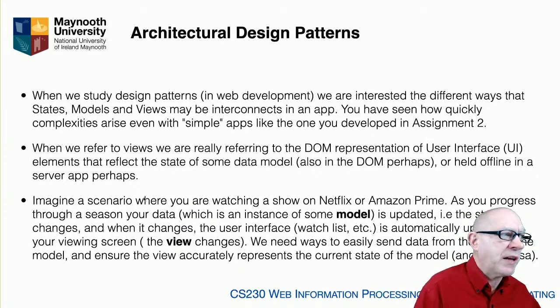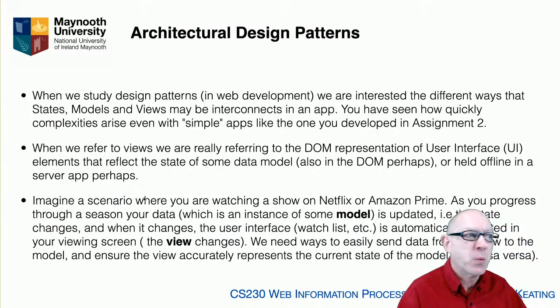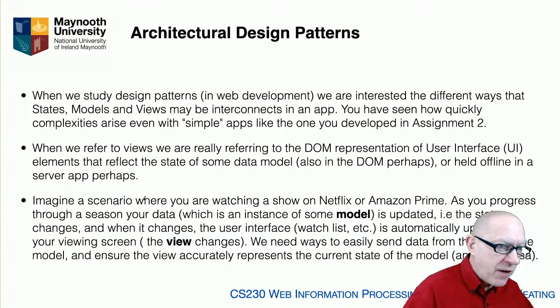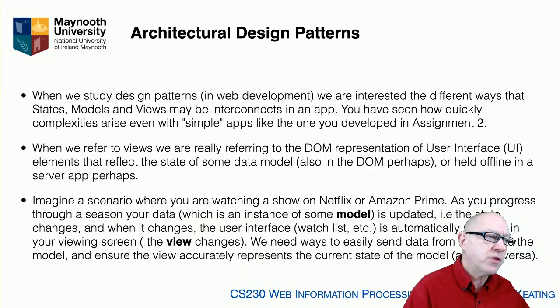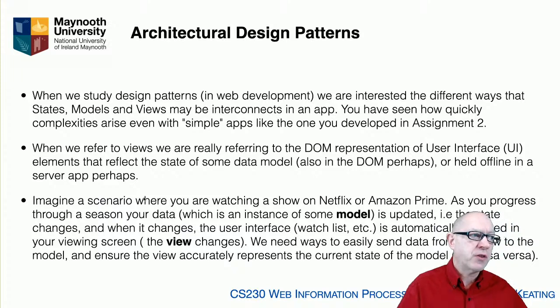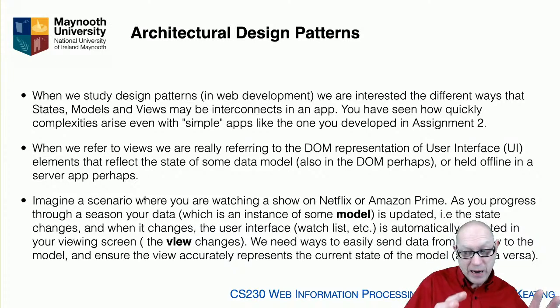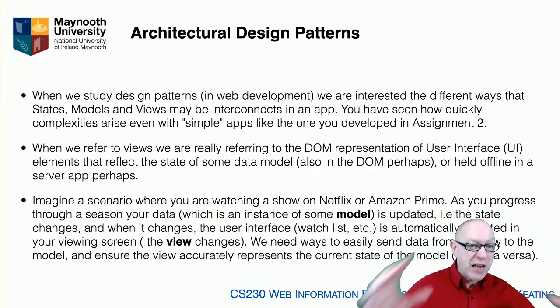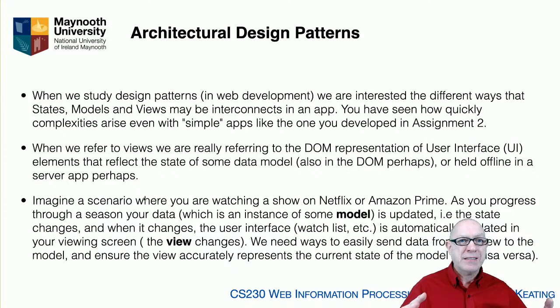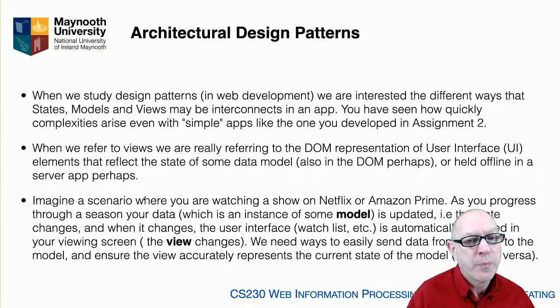And you can see how complexities can arise even with simple apps like the one that you did in assignment 2. Trying to get everything going for that assignment game is not easy, and you did good work on this. But when we refer to views, we're really referring to the DOM representation of the user interface elements that reflect the state of some data model, also in the DOM perhaps, or held offline in some server. So if you see a table on screen, then that table data is held in the DOM somewhere in the document object model, because it's held in those tag elements within the table that's stored in the browser front end.